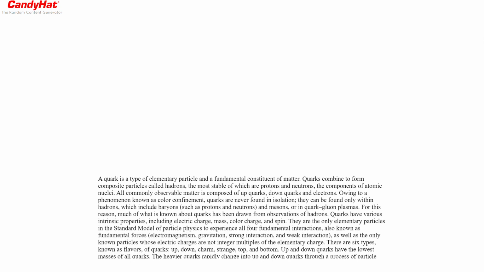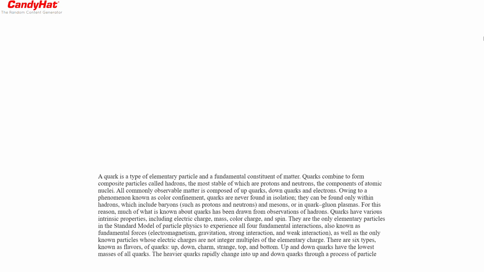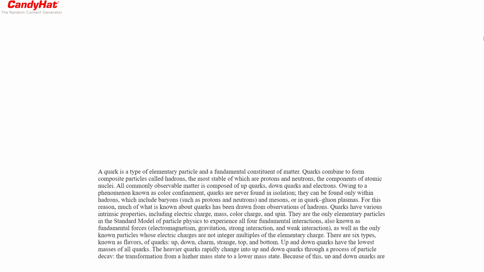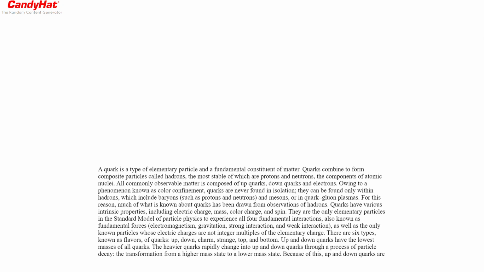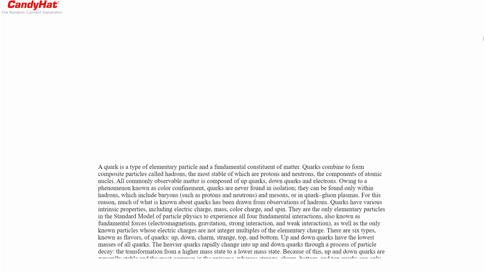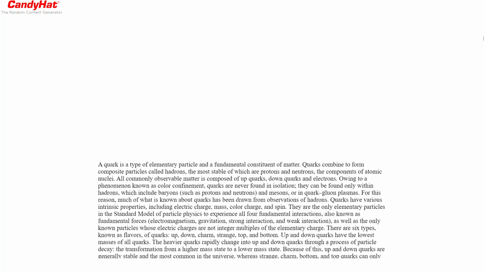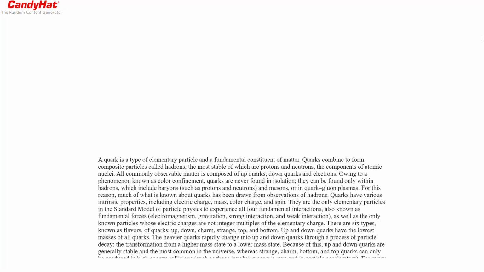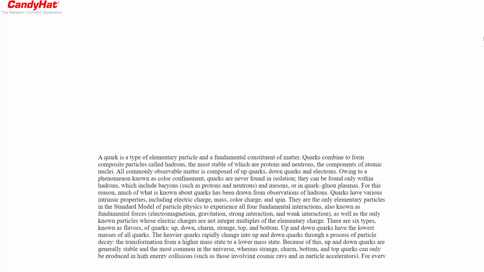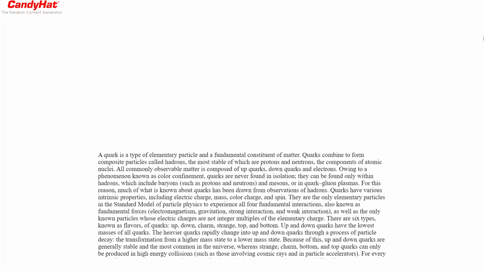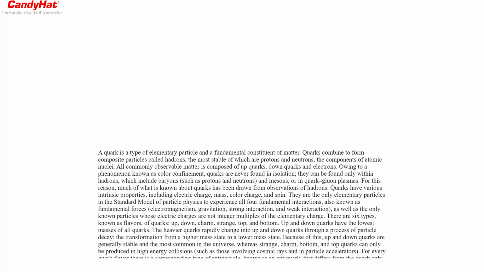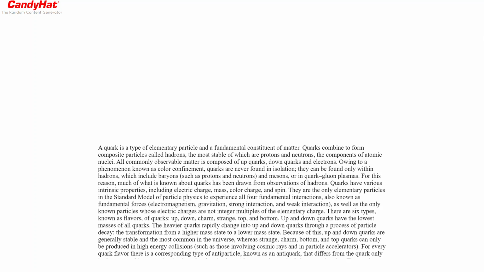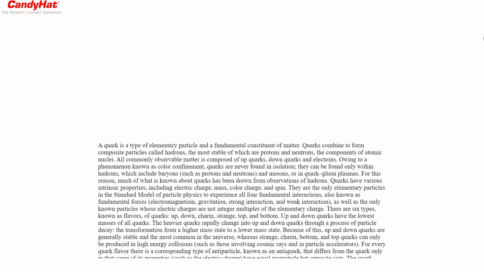There are 6 types, known as flavors, of quarks: up, down, charm, strange, top, and bottom. Up and down quarks have the lowest masses of all quarks. The heavier quarks rapidly change into up and down quarks through a process of particle decay, the transformation from a higher mass state to a lower mass state. Because of this, up and down quarks are generally stable and the most common in the universe, whereas strange, charm, bottom, and top quarks can only be produced in high-energy collisions, such as those involving cosmic rays and in particle accelerators.